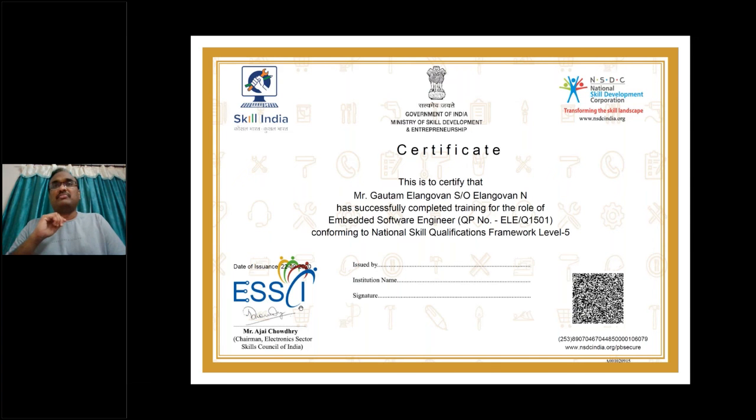Then we'll also put our institution name, signature, and seal, and we'll give you the hard copy, because NSDC mandates that you should be given the hard copy. This will be couriered to your house. We'll be laminating it and sending it to you. But similar to placements, applying for certification and attending the certification test, everything is online. You don't need to come to our center at all.